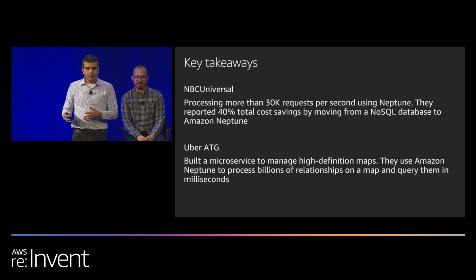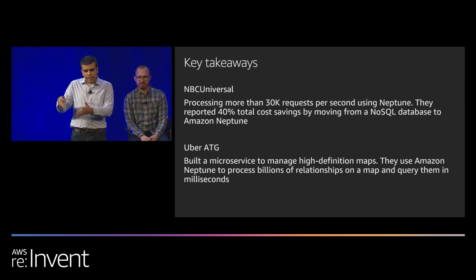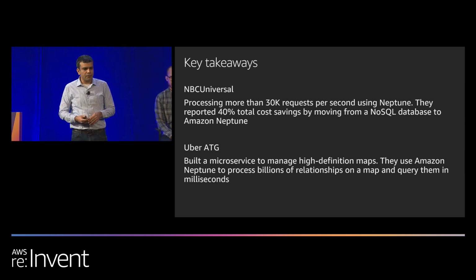And the second thing is they wanted Neptune in the regions that they operate, and in those regions, they want to have the right size cluster. So being able to provision Neptune of the right size across the regions we are available in was also another requirement for Uber ATG. These are some of the key takeaways.